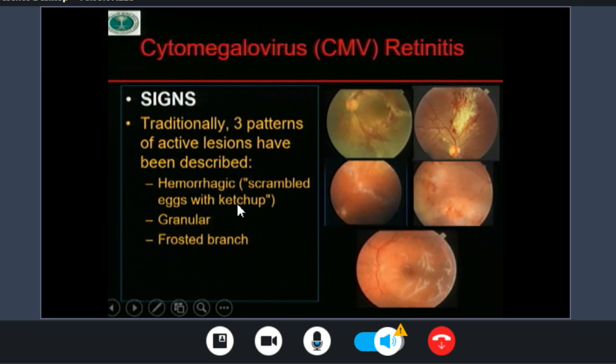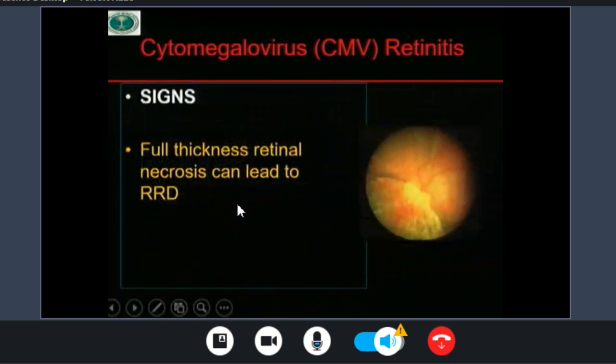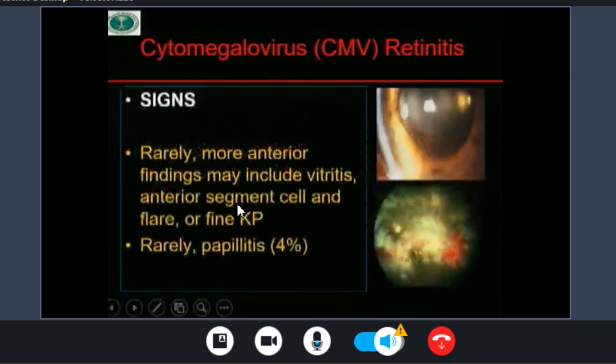So we have the hemorrhagic type, scrambled eggs with ketchup, as we see in this patient, and this is the most common CMV retinitis picture that we face. Some cases might have the granular type, with some whitish lesions and hemorrhages at the edge between the acute retinal necrosis and the healthy retina, and sometimes it might present only as a case of frosted branch angiitis. It might indeed lead to full-thickness retinal necrosis, and that leads to rhegmatogenous type of retinal detachment.